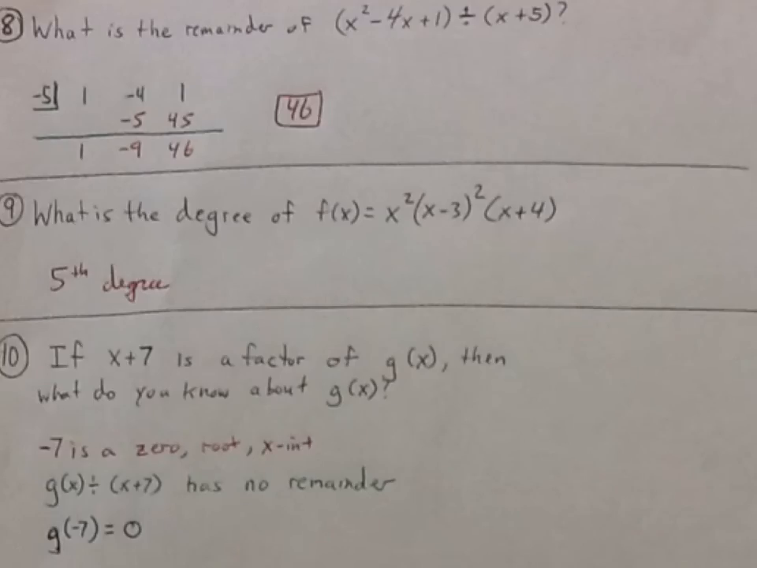Now, for this particular problem, what is the remainder of this division problem? Well, instead of doing long division, let's do synthetic. You could also do remainder theorem. When I plug in -5, I get 46. That's my remainder. Again, if I plugged in -5 to this, I should also get an output of 46. That's another option, or long division.